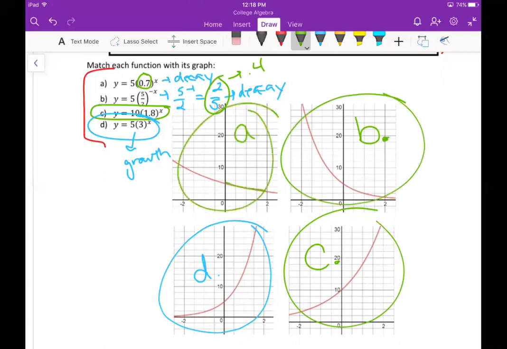The slower the decay, the bigger the decay factor. So this is a decay factor of 0.7. Sorry, I said growth both times. Decay factor of 0.7 and decay factor of 0.4. So it really helps us understand the difference between all of these graphs and the visualizations of them.